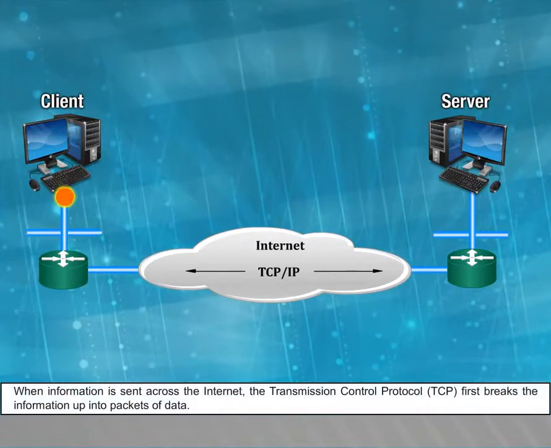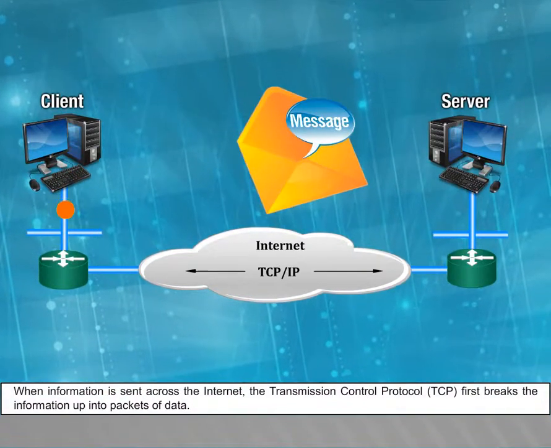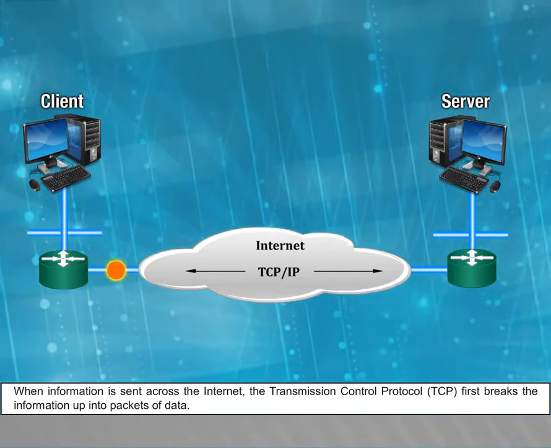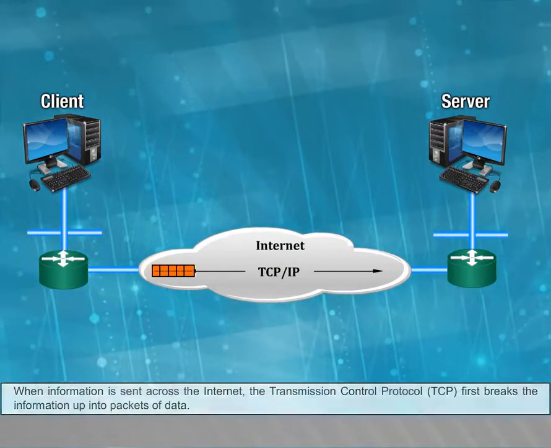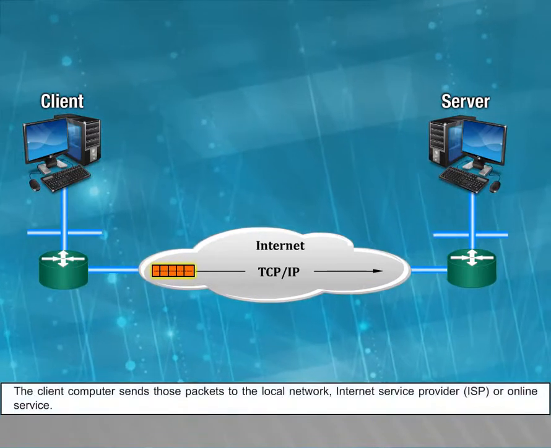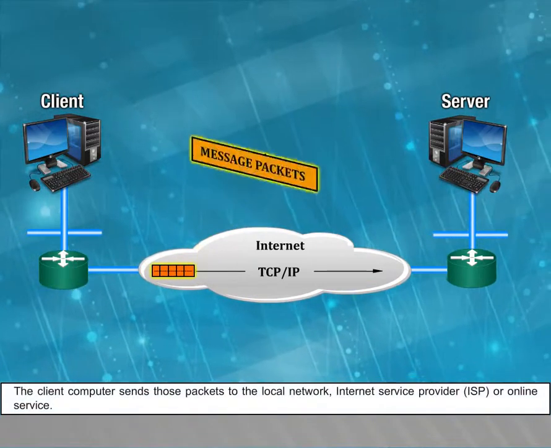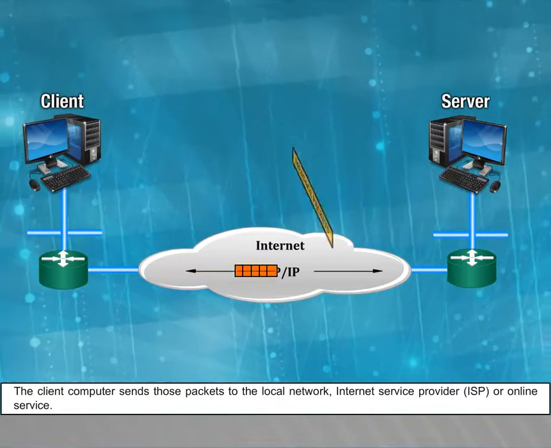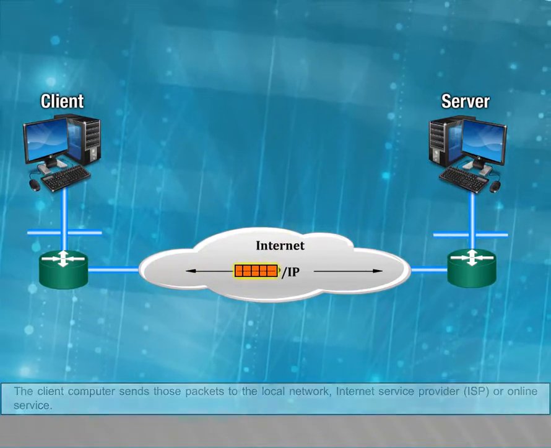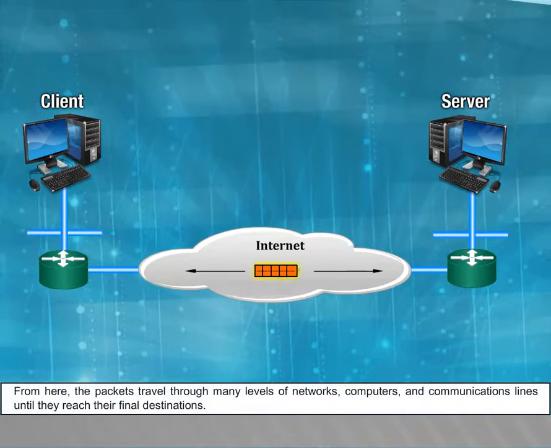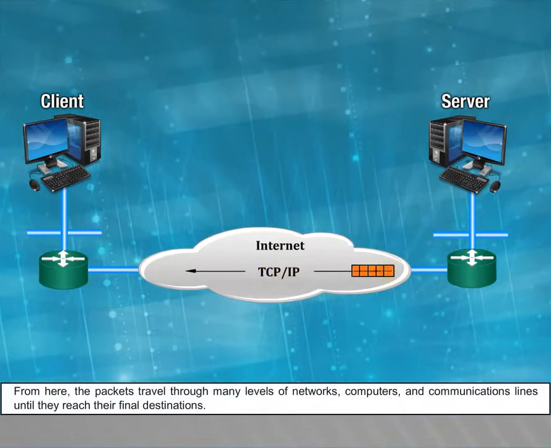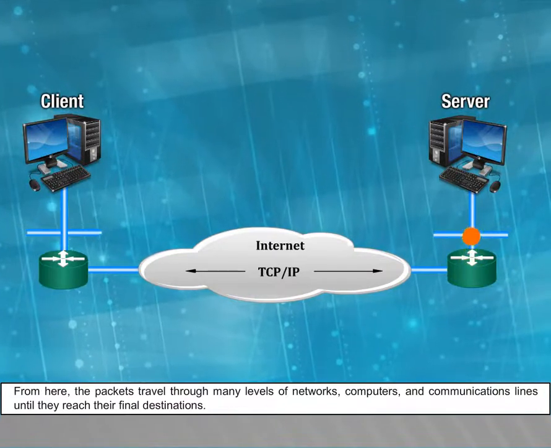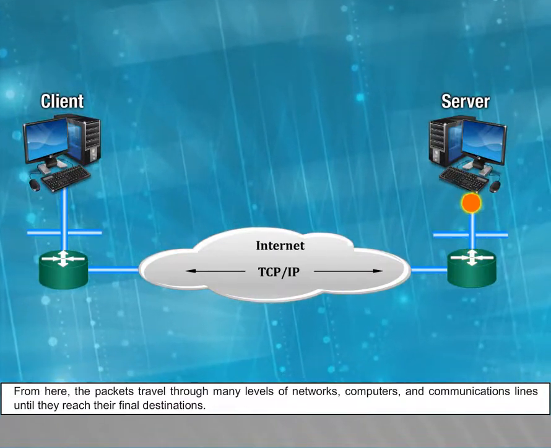When information is sent across the Internet, the Transmission Control Protocol, that is TCP, first breaks up the information into packets of data. The client computer sends those packets to the local network, Internet Service Provider, ISP, or online service. From here, the packets travel through many levels of networks, computers, and communication lines until they reach their final destinations.